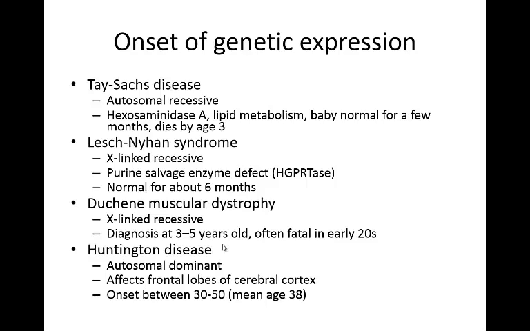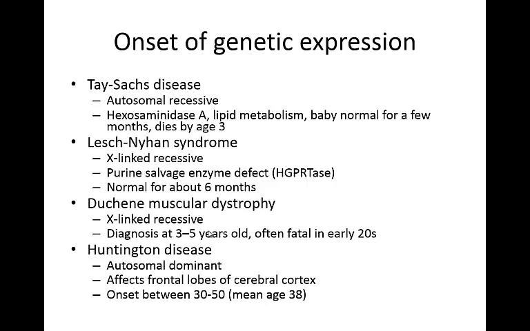The time of onset of genetic expression can also affect things. If you look at something like Tay-Sachs disease, this is autosomal recessive. It causes some problems with lipid metabolism. The baby may be born normal and may be completely normal for a few months. However, these do cause severe problems, and the child will usually die by about age 3.